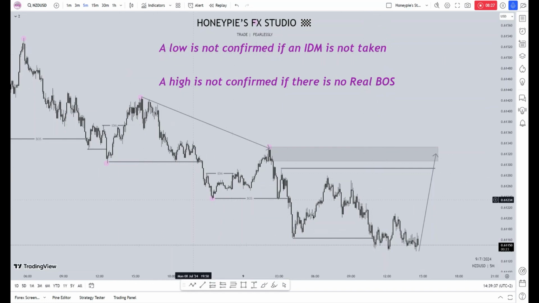A low is not confirmed if an inducement is not taken. A high is not confirmed if there is no real break of structure. The reverse is the case for an uptrending market.